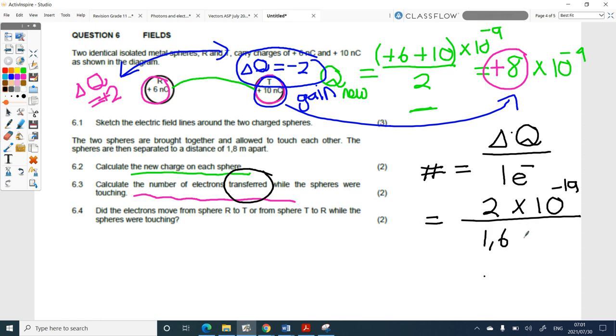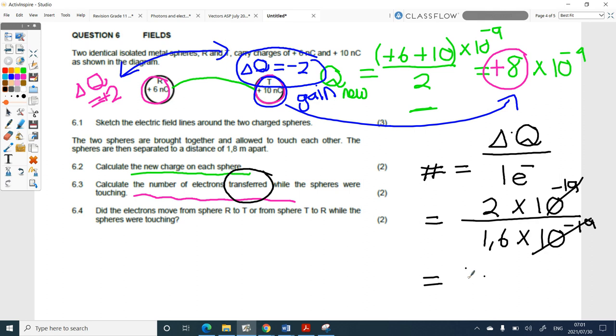It's 1.6 times 10 to the power of 19. And now it becomes a calculator job. Remember, don't type that in if they're both the same power of 10, save time. Time is a thing in physics. So just 2 divided by 1.6, and you get your answer, 1 point something.